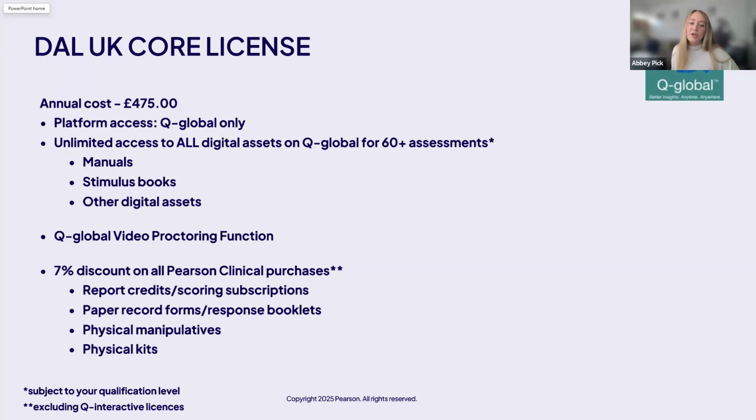On any additional purchases that you make, you will qualify for a 7% discount. This is on all of Pearson Clinical purchases, including any of the report credits, scoring subscriptions, paper materials such as any record forms or response booklets, physical manipulatives, or print kits as well. And you can get all of this for just £475 per license per year, which is such a great price considering that you're getting all of the digital assets available on the platform, as well as all of the additional features and the discounts as well.